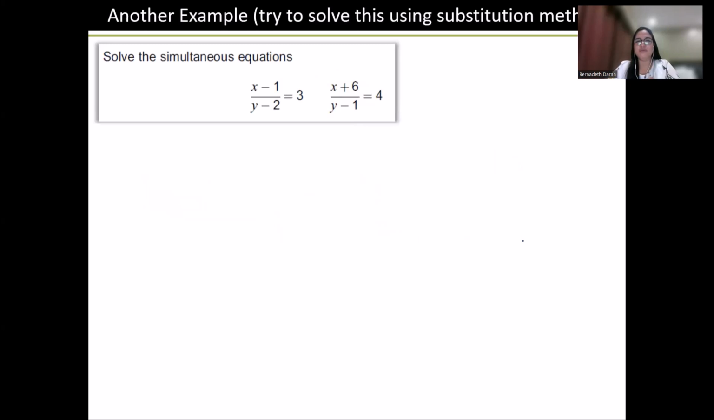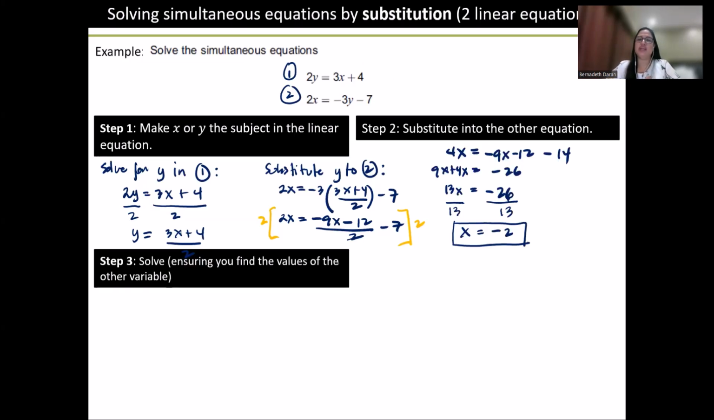All right, so therefore, now that we have solved for x equal to negative 2, we are now going to solve for y. And to do that, we can substitute x to any of the equations. So let's try substitute x in equation 2, and then thus we are now going to solve for y.